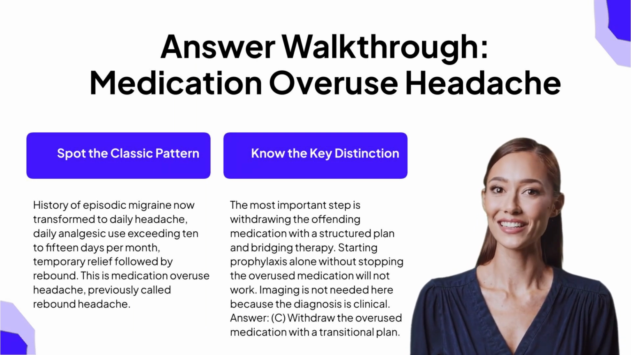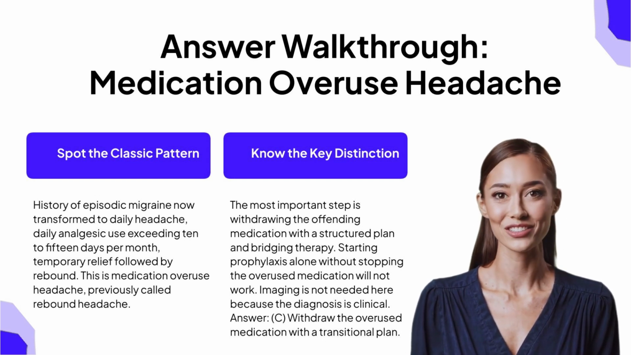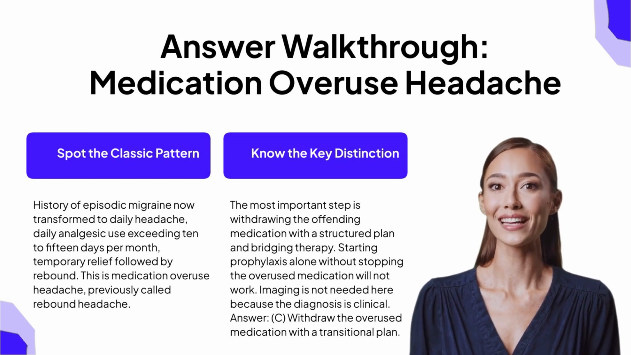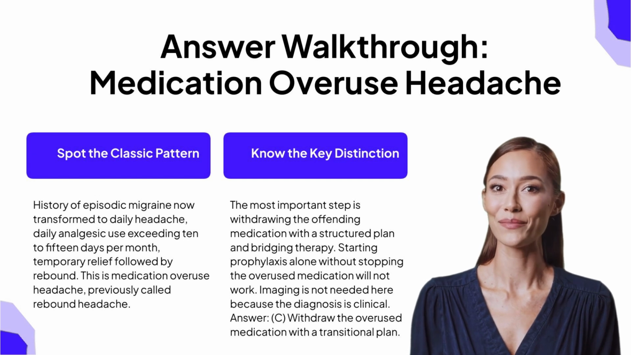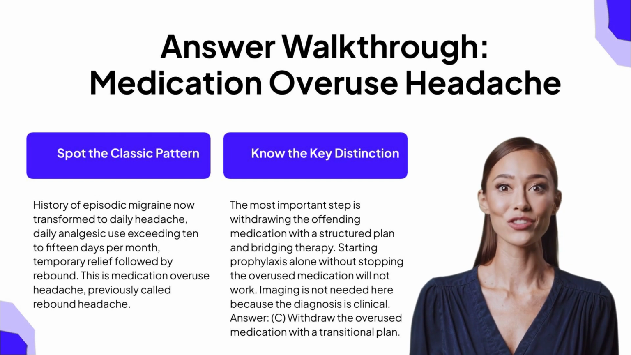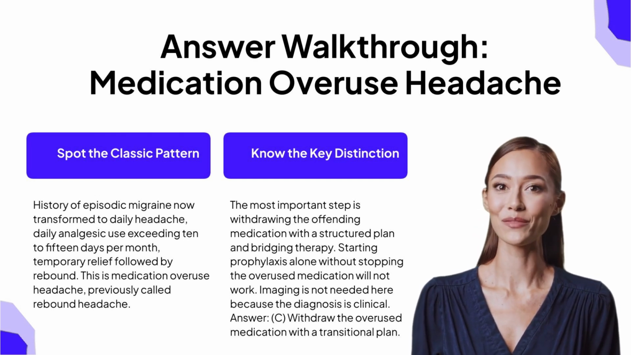The classic pattern is here. History of episodic migraine now transformed to daily headache, daily analgesic use exceeding 10 to 15 days per month, and temporary relief followed by rebound. This is medication overuse headache. The key distinction is that you cannot simply add a prophylactic medication on top of the overused analgesic and expect improvement. The most important step is withdrawing the offending medication.